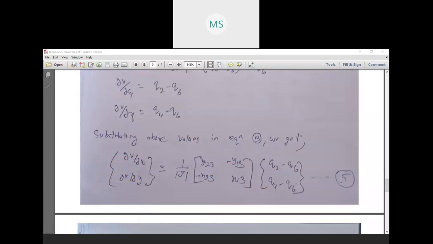So we'll get del v by del x, del v by del y equals inverse Jacobian matrix into del v by del eta and del v by del zeta values. So this will give you the strain energy that we will see later. Now what you want is del v by del y, which you can get by the second row and the only column.